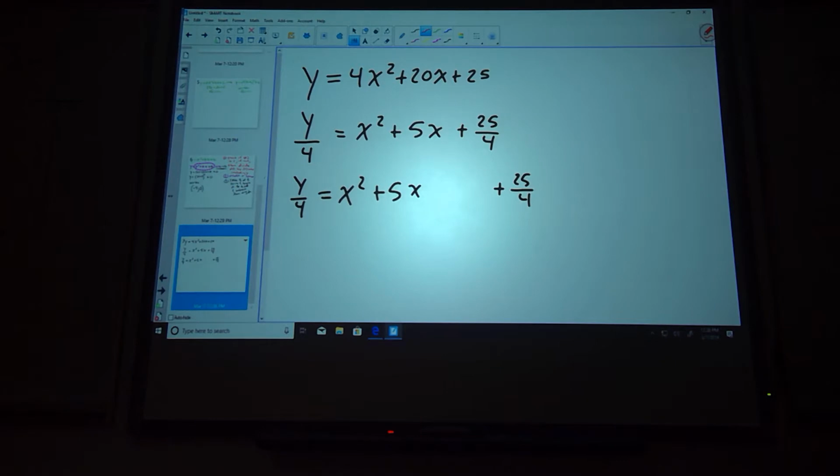Okay, now this is where we're going to be friendly with fractions. If I want to take half of 5, I divide by 2. So 5 over 2 is half of 5. Leave it like that, though. Does that make sense so far? So let's do this. Ready?